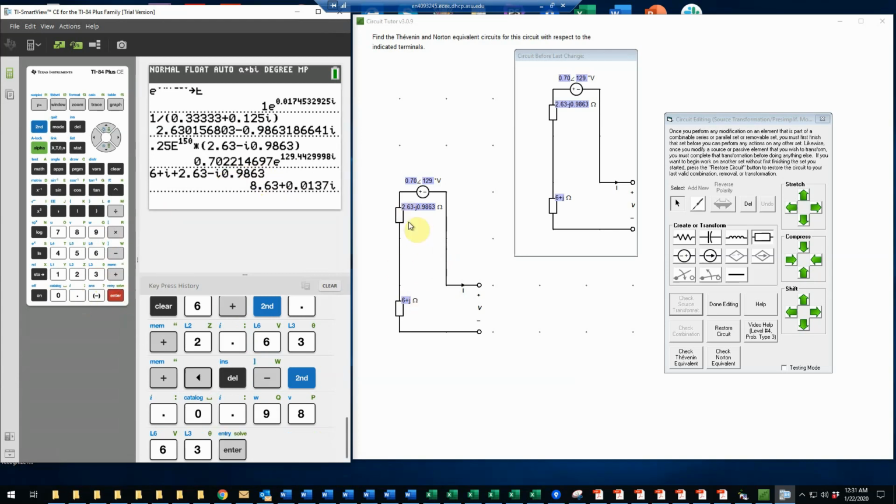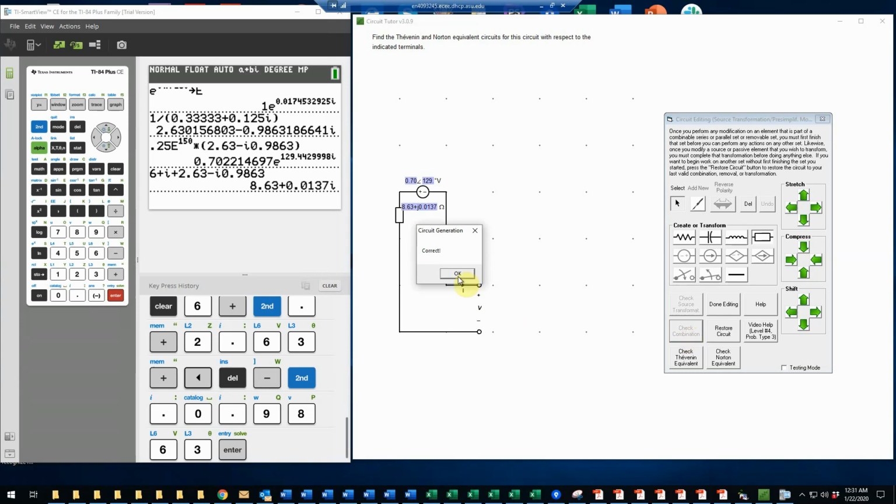So that gives me the result. The 8 plus 6.3, I kind of knew that, but the other part is a little bit harder to do, so I'm going to change that to plus j 0.0137. And then I have to change this one to a short circuit by clicking over here. And now I do have a valid Thevenin form because I have a single voltage source in series with a single impedance. And so that should be valid. So let's, well, first we have to check the combination though. So let's do that. And then we are allowed to check the Thevenin equivalent now that we have a Thevenin equivalent. So let's do that.